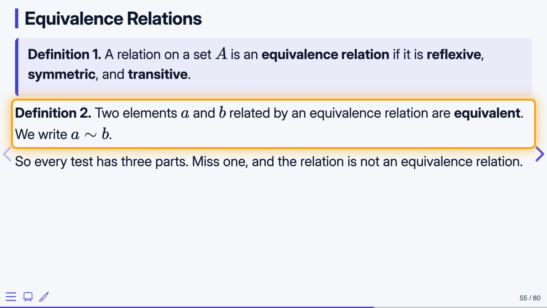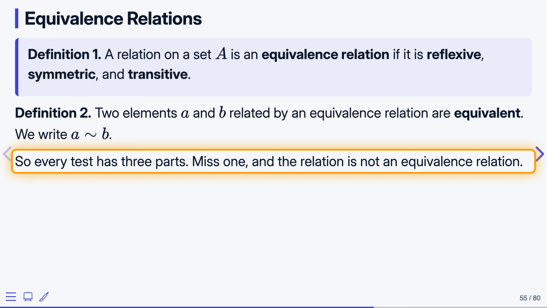If 2 elements A and B are related by such a relation, we say they are equivalent. We write A, a wavy line, then B. We read that as A is equivalent to B. Notice what this means for our work. Every test has 3 parts. If even one part fails, the relation is not an equivalence relation.